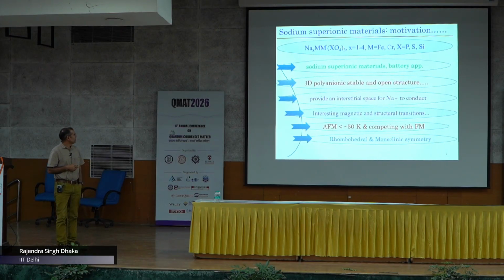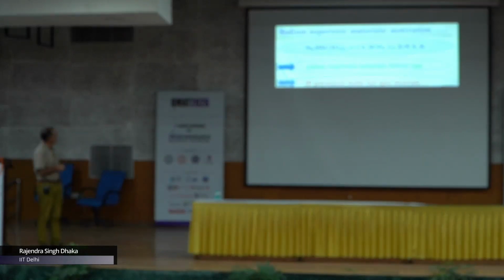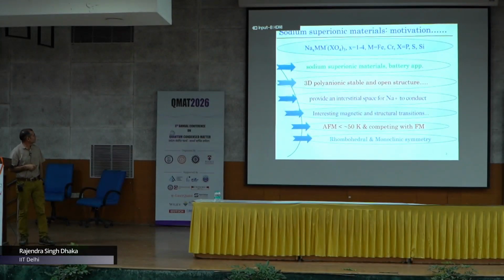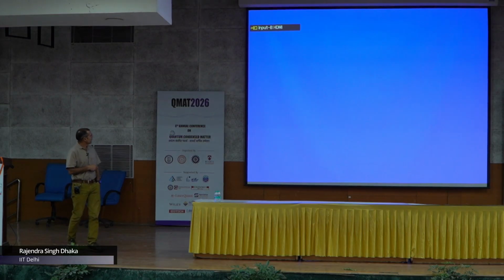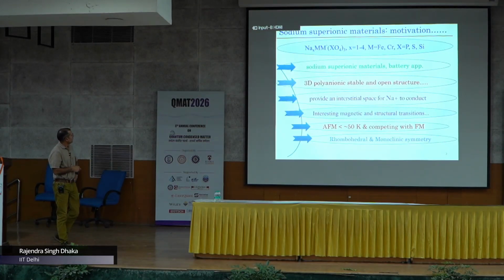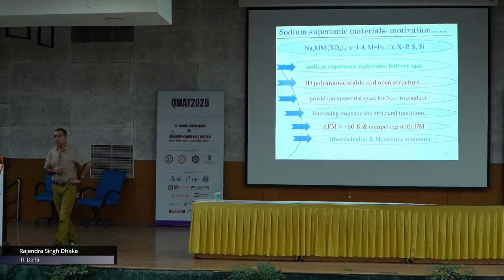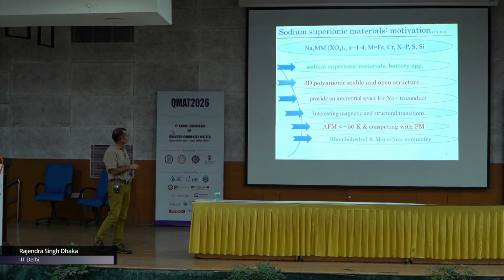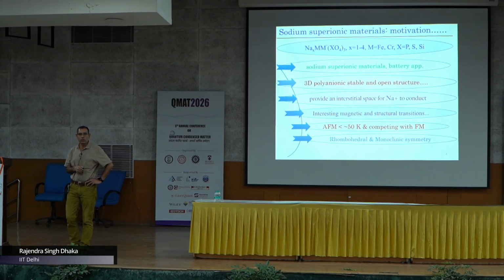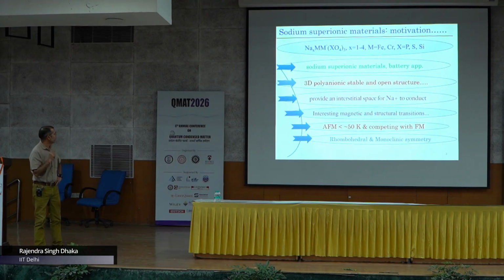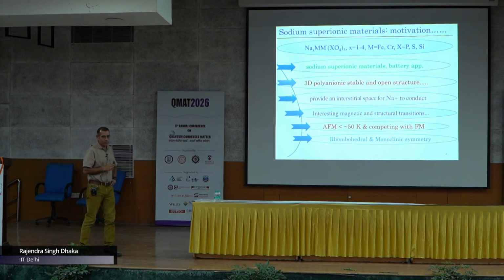For these sodium superionic materials, the formula is written here, so you can see the sodium and transition metal. M prime is the transition metal, and mostly we are focusing on iron and chromium in this particular case. The sodium concentration is also important here, varying the x value from 1 to 4. And X can also be phosphorus, sulfur or silicon. These materials have very high sodium transport properties, and therefore they are very useful for battery applications.